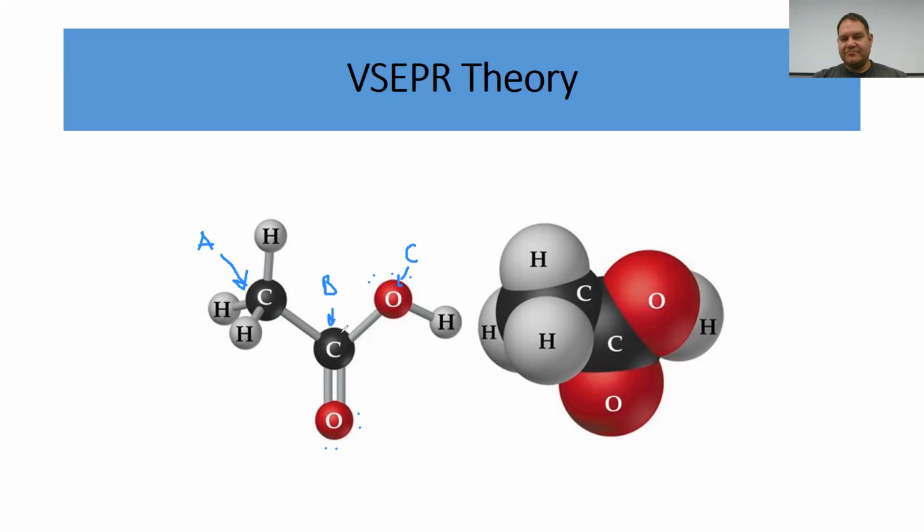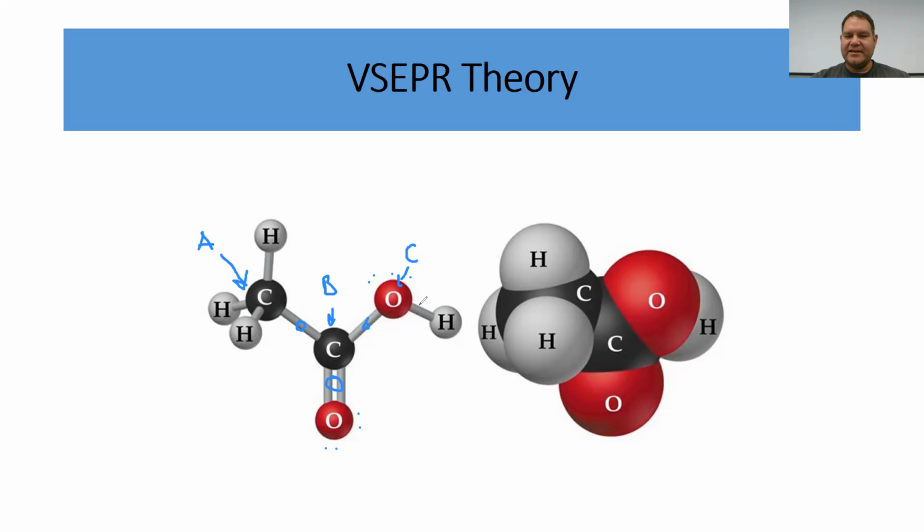So then we go to B. Well, B has how many domains? Well, it has one domain here, has a domain here with these double bonds, and another domain there. So it has 3 bonding domains. Well, what's the maximum angle that we can get with 3 bonding domains? 120 degrees. So what shape has 120 degree angles? Would be a trigonal planar shape, right? It's a planar. Okay, that's the geometry around the central atom B.